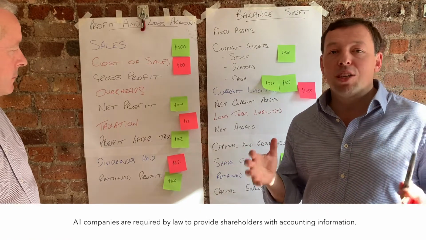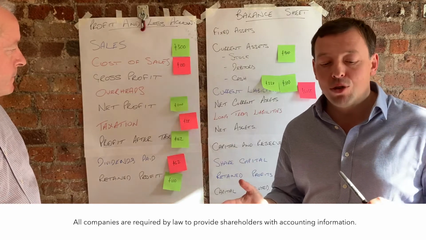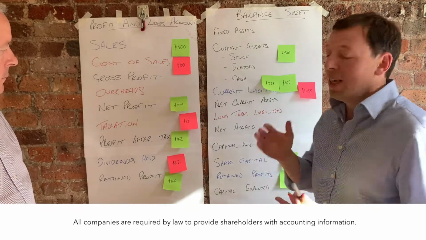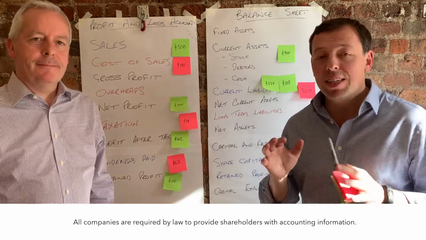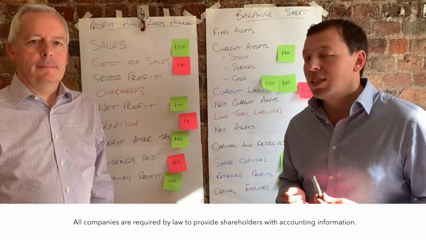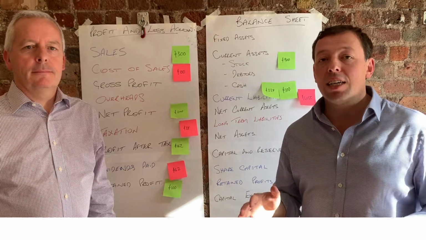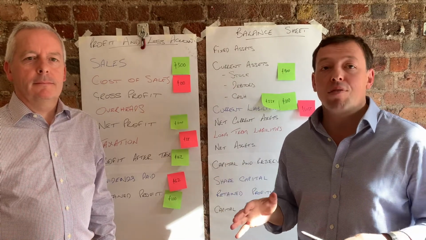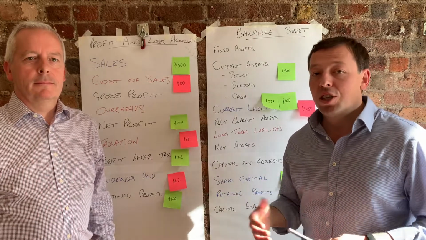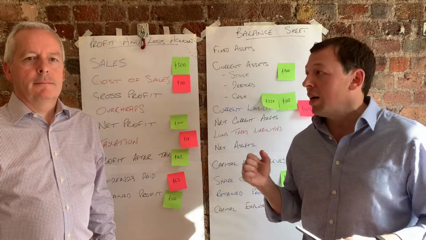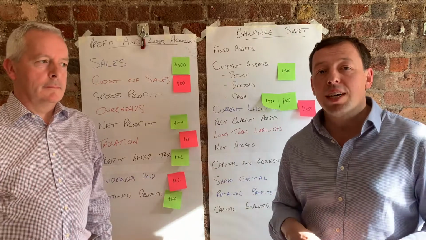All companies are required by law to provide shareholders with their accounting information. So one of the other key aspects is your accounting records from the day you start. It's important to have systems in place and get organized, because particularly if you're in a fast moving business where sales are happening consistently, the picture can change quite quickly. So you need to have accounting systems to deal with that.